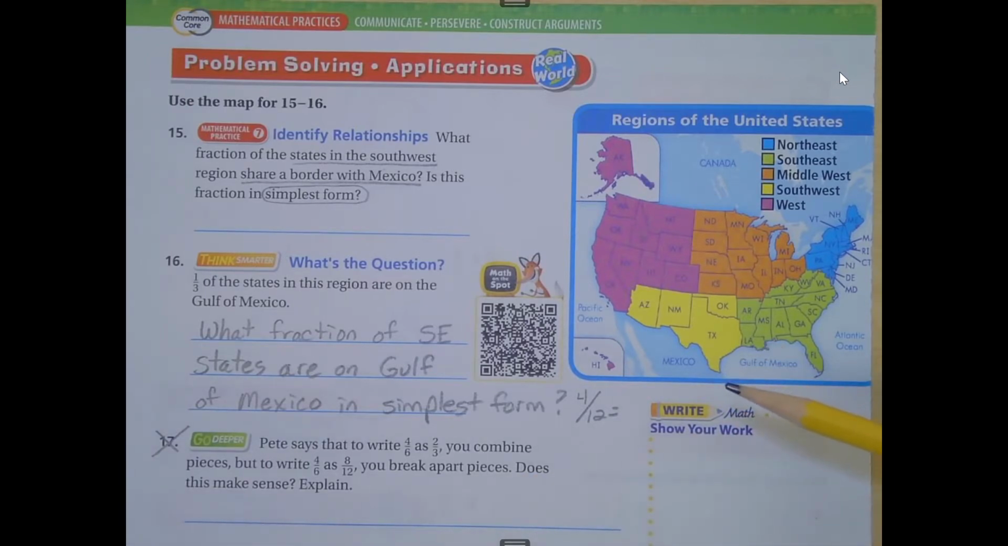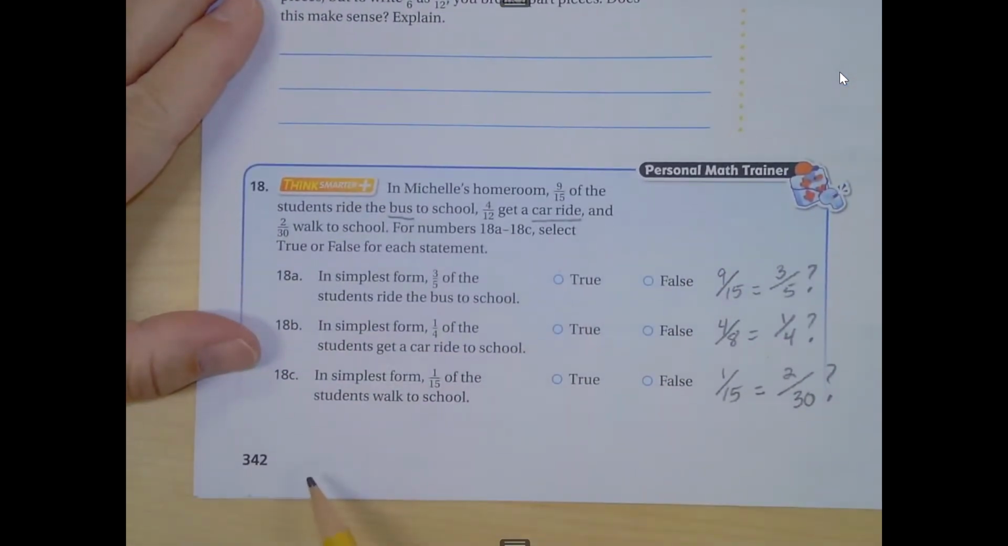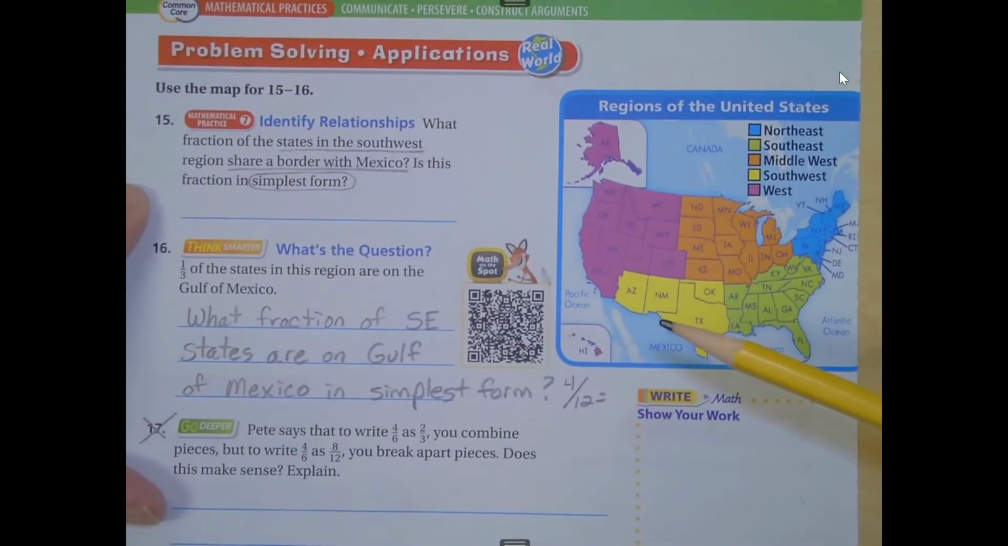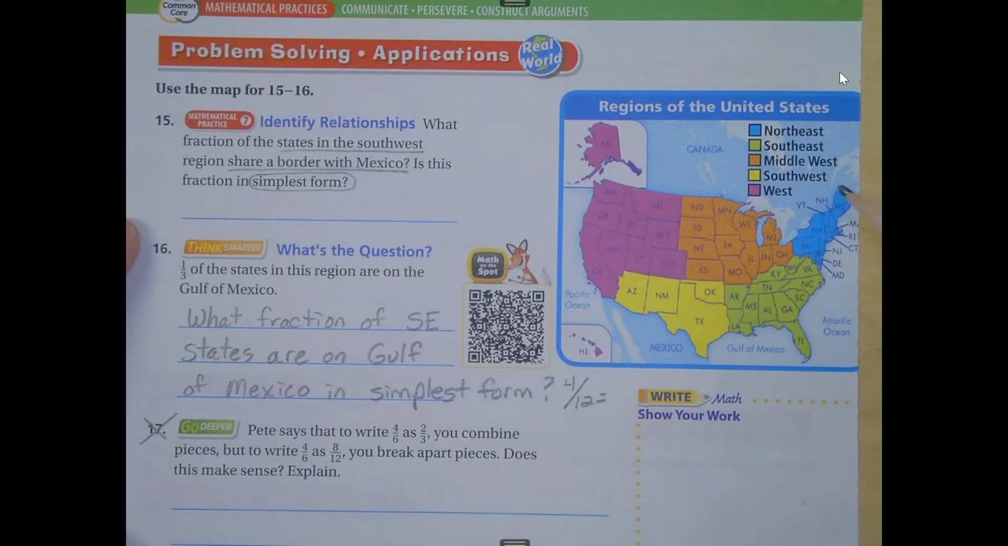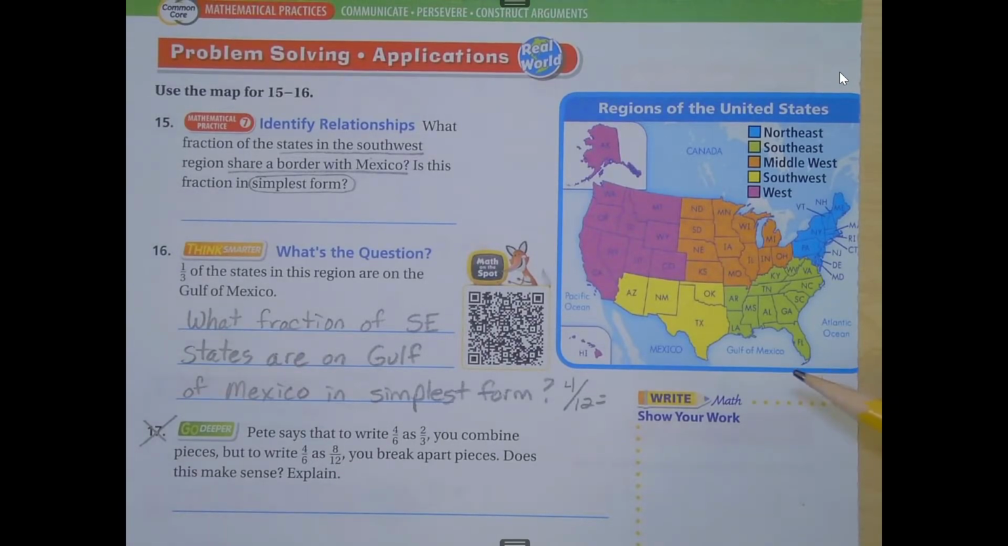Okay, we're going to review a little bit with simplest form. That's what we're doing today, is reviewing simplest form. I'm on page 342, and we're going to start with problem number 15. It says, what fraction of the states in the southwest region share a border with Mexico? And is this fraction in the simplest form?